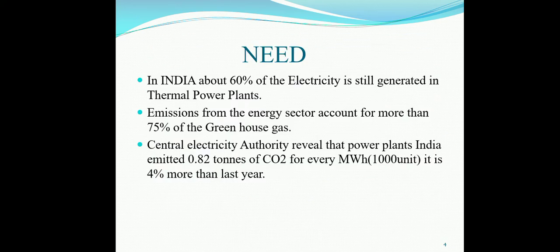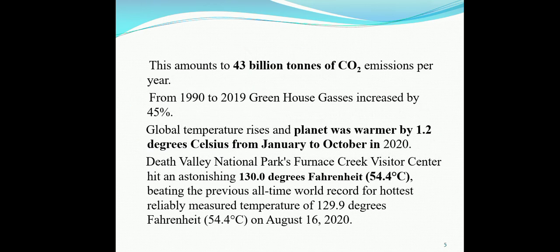Now, what is the need of electricity and thermal power plants? In India, around 60% of the electricity is still generated from thermal power plants. Emissions from the energy sector account for more than 75% of the greenhouse gases. There is a place in Death Valley, US, where the temperature reached 54.4 degrees centigrade on August 16, 2020.